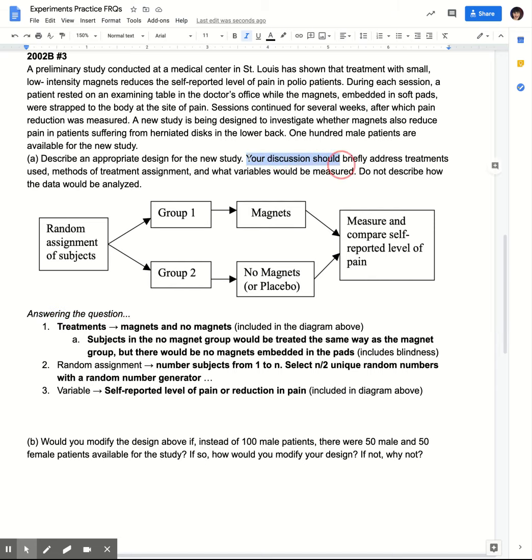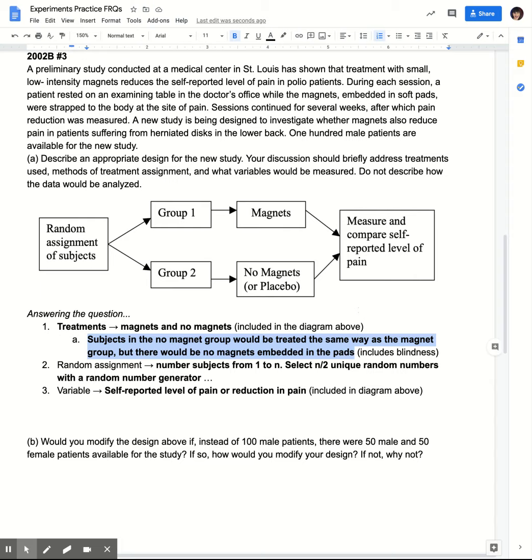Right, so they tell us what they want us to talk about in the question. They said address treatments, method of treatment assignment, and what variables would be measured. Okay, so your treatments here are magnets and no magnets. As long as you include them in the diagram, you don't have to specifically write them underneath because you've already included them here, right?